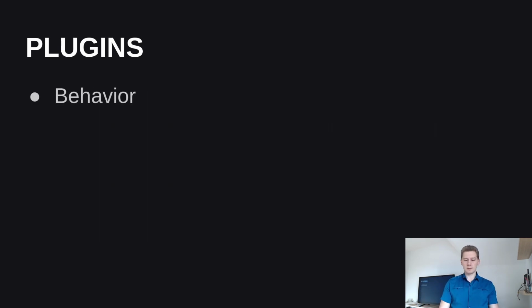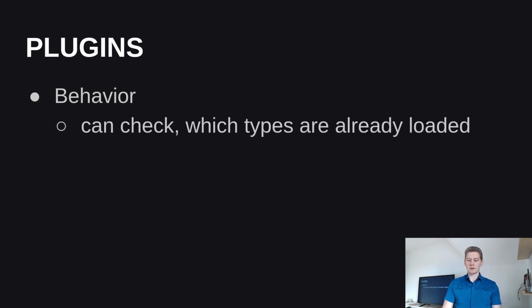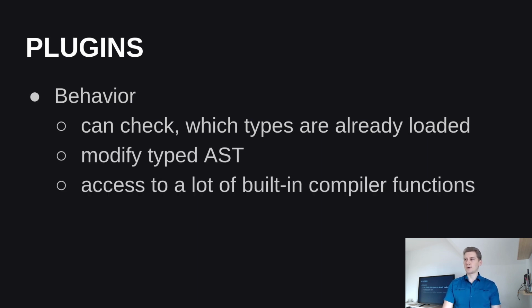But in terms of the plugin's behavior, unlike macros, you can check which types are already built and typed, ready to be used in macros or in plugins, without the need to actually request the compiler to type these things. As I said, you can modify the typed abstract syntax tree. Also, you don't have to re-implement parts of the compiler, because you can access almost any functions present in the OCaml code in the compiler. You can access them in plugins.